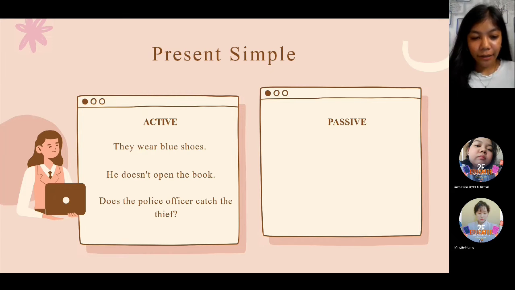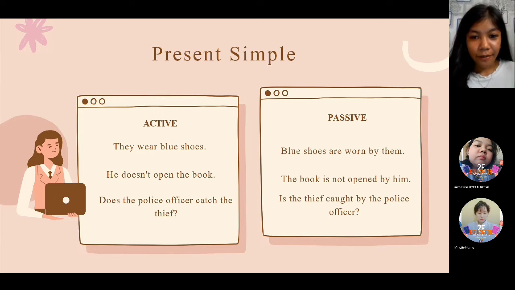Okay, I think you are done, class. I can see that all your answers are correct. Great job. So, let's now see the correct answers. On our first sentence, they wear blue shoes. When we form it in the passive sentence, it will become blue shoes are worn by them.